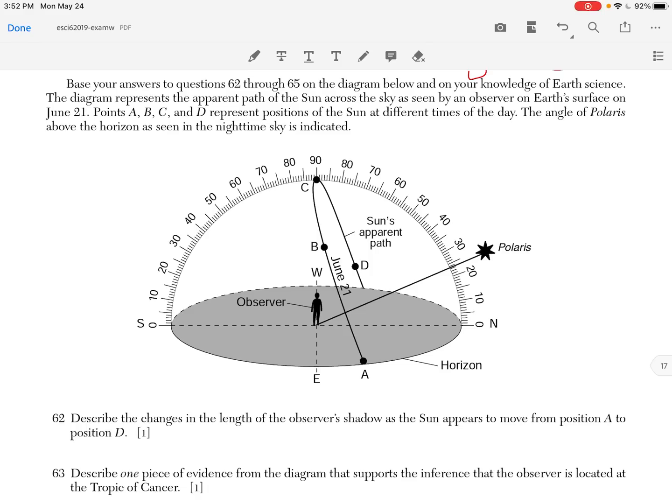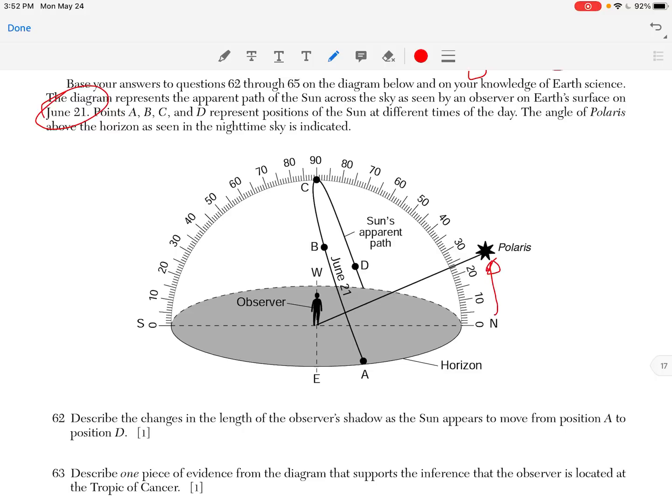All right, questions 62 through 65 are based upon this diagram of an observer looking at the sky. You can see there's a picture of this man standing there, and there's the position of the sun going across the sky, A, B, C, and D. And you also have a location of Polaris on here, which is important. That'll come into play later on. Notice that this is June 21st, and notice where Polaris is located. You can see it in the northern sky, which means this person is standing in the northern hemisphere.